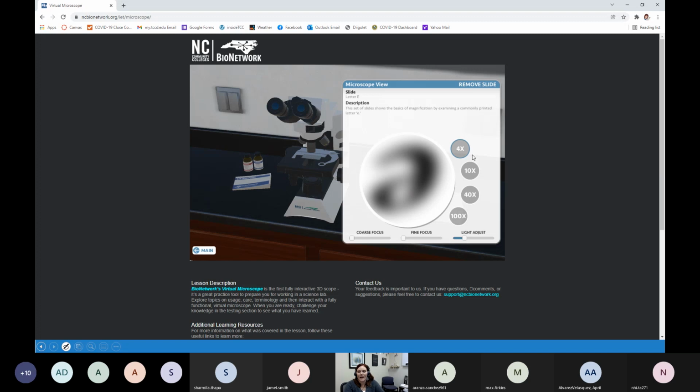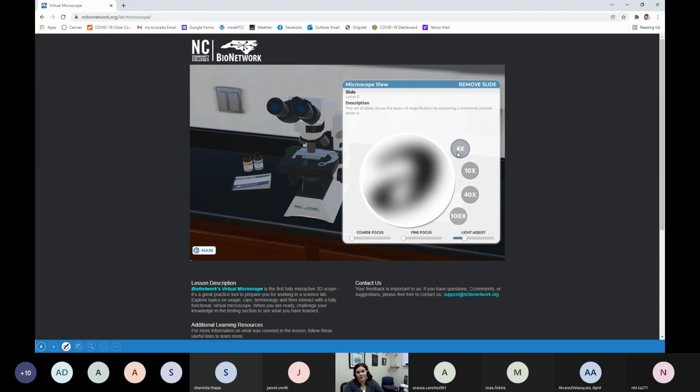Now notice right now, I have my 4 times objective in place. Remind me in the chat, the 4 times objective, what color is that one? What color was the one that made things 4 times bigger? Do we remember? Yeah, so the 4 times bigger one was called the scanning objective, and the scanning objective is the red one. So I've got my red objective in place.